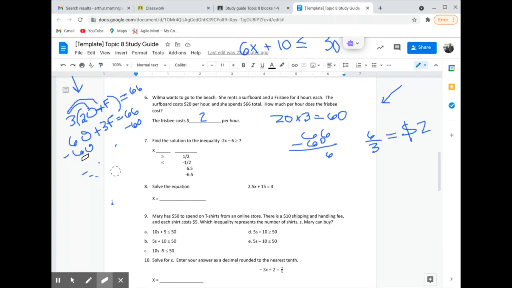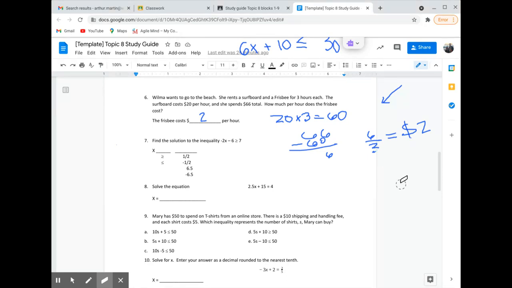So the next one, what does it say, Haley? Number 7. Find the solution to the inequality. Negative 2x minus 6 is greater than or equal to 7. All right, so we got negative 2x minus 6 is greater than or equal to 7. So Haley, what are we going to do to solve this? What's the first thing that we need to do? Who can help her out? What do we need to get by itself first?